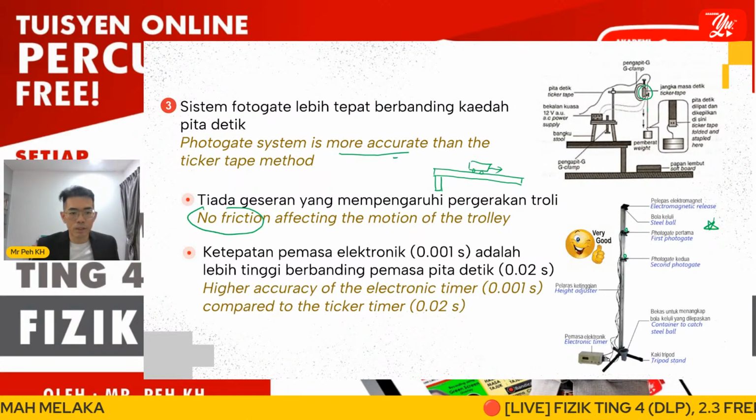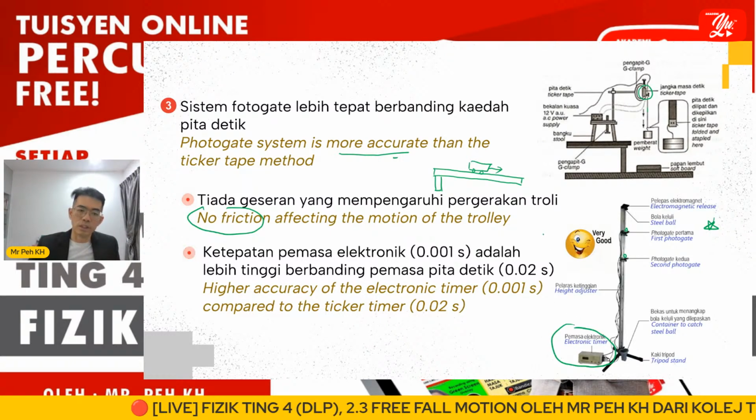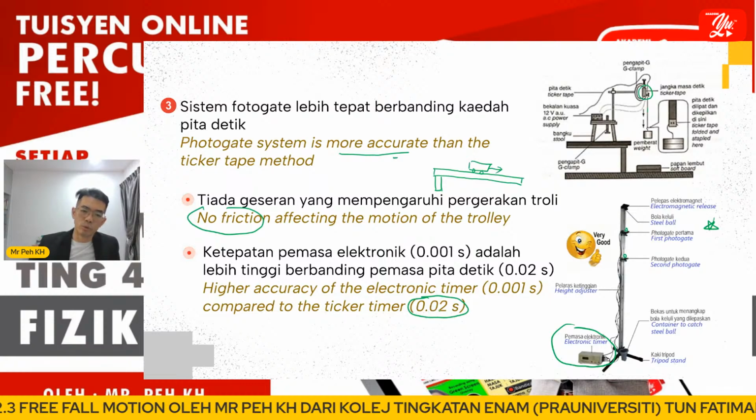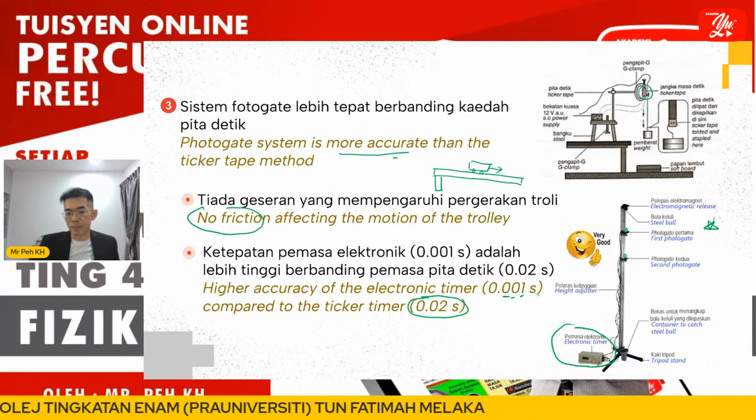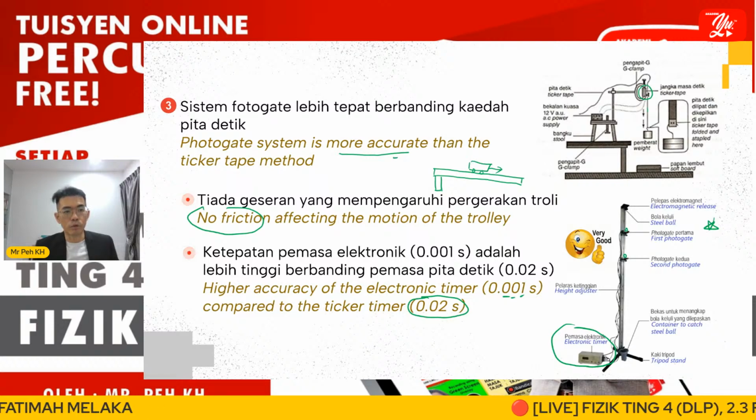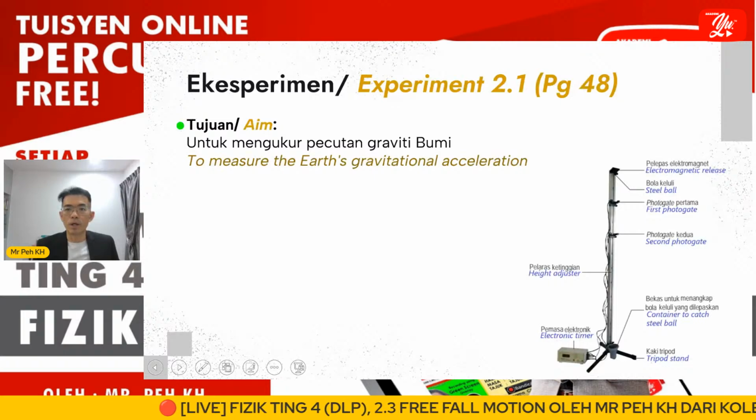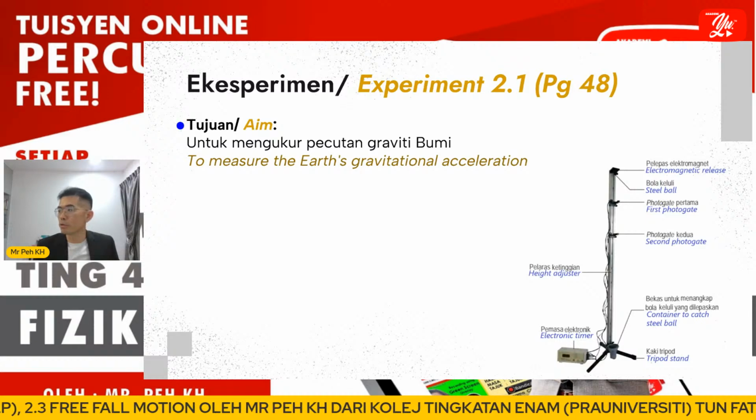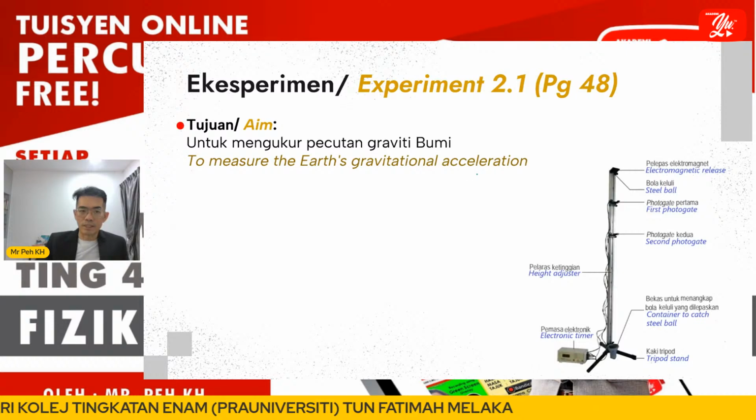Then second, the high accuracy of the electronic timer. For the ticker timer, one tick is about 0.02. For the electronic timer, the accuracy can go up to 3 decimal places, which is 0.001. So that's why it is better to use the photogate system to determine g here. This will be experiment 2.1, where you may find quite a similar discussion in the textbook, page 48. The aim of the experiment is to measure the Earth's gravitational acceleration, g.